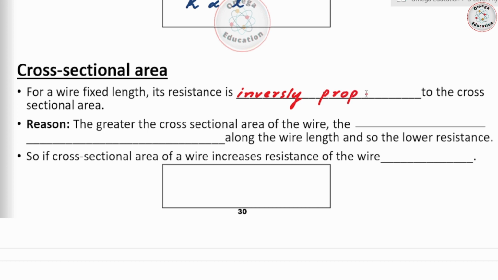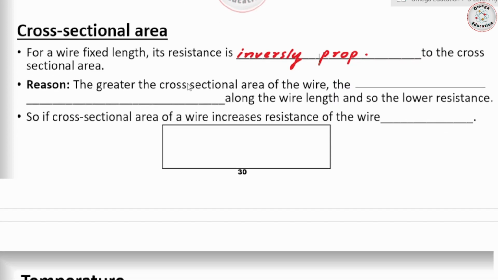So inversely proportional to the cross-sectional area. Reason: the greater the cross-sectional area of the wire, the more electrons are available to carry charge.